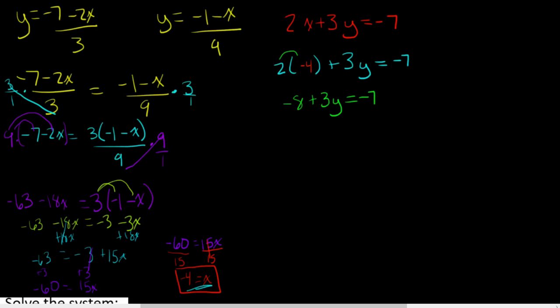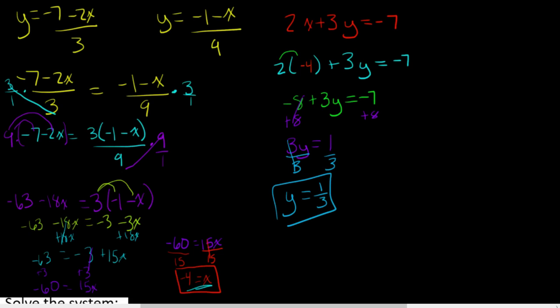Recall our order of operations. Y is being multiplied by 3, and then we're subtracting 8. So in order to undo that, we first have to add 8 to both sides. On the left, those will cancel. I'll bring down my 3y. Negative 7 plus 8 is positive 1. And then continuing to follow our inverse order of operations, we'll undo this multiplication by dividing both sides by 3. Those will become 1, and y will be equal to 1/3.